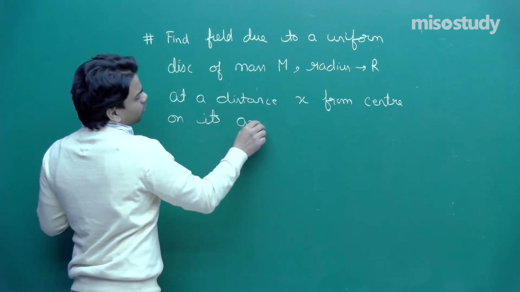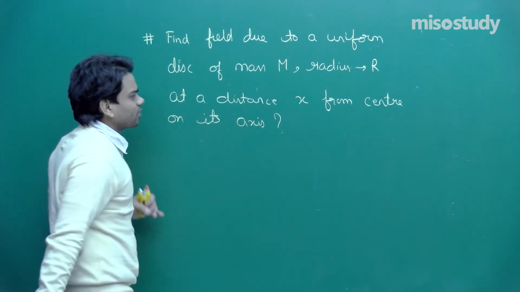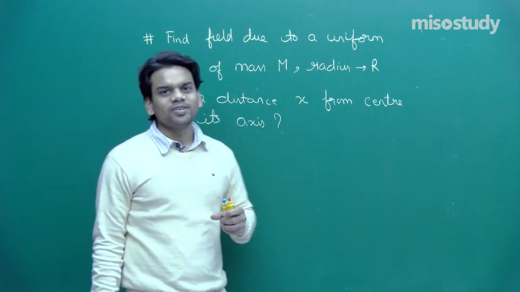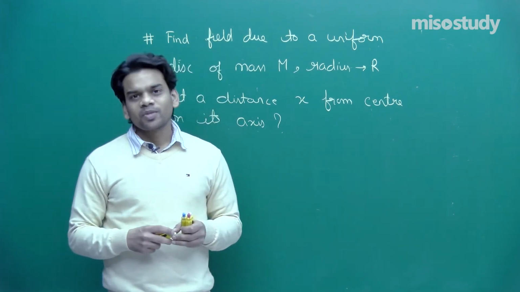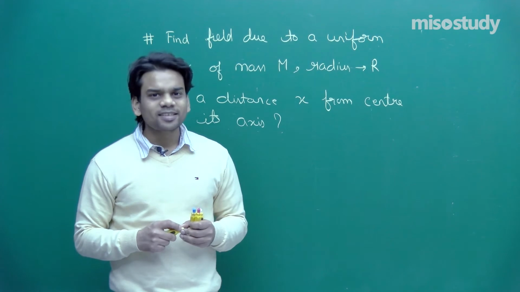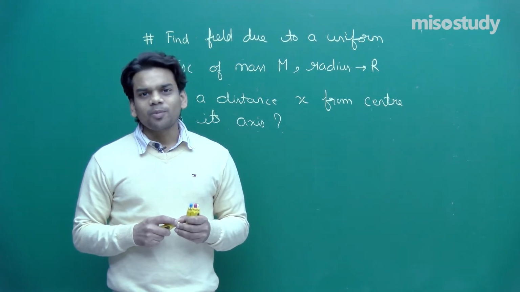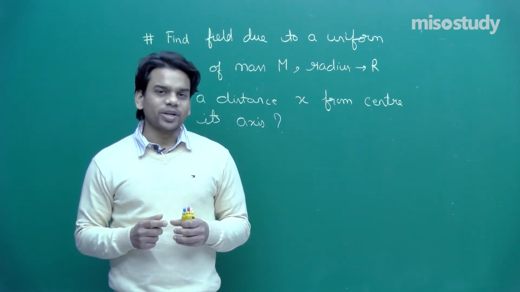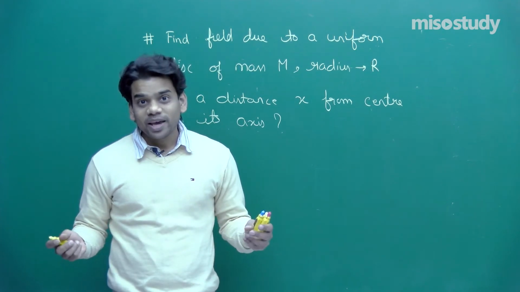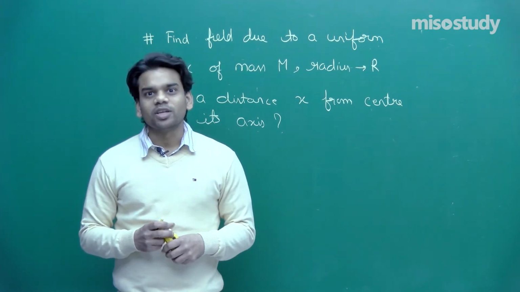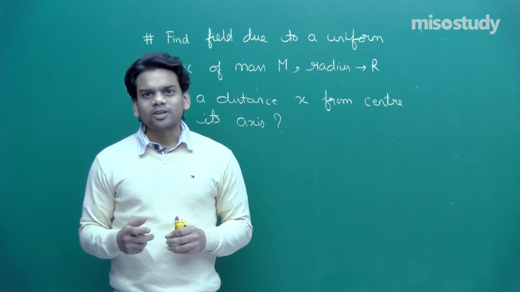The first question is also related to gravitational field strength. The only thing we have changed is that we are doing it in a question form: field strength due to a disk. Now you must be remembering the gravitational field strength due to a uniform ring. That is nothing but GMx upon (R square plus x square) power 3 by 2. We have done it already, and we'll be using that concept.